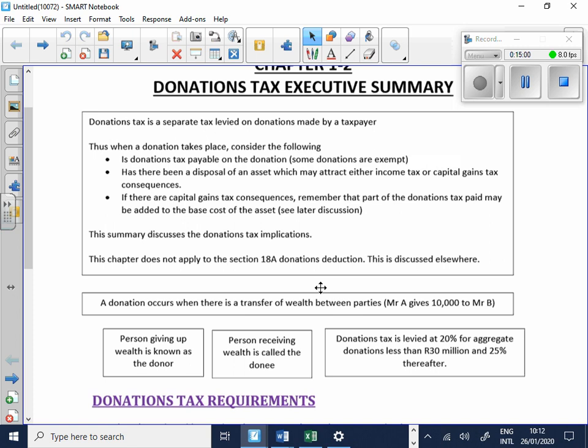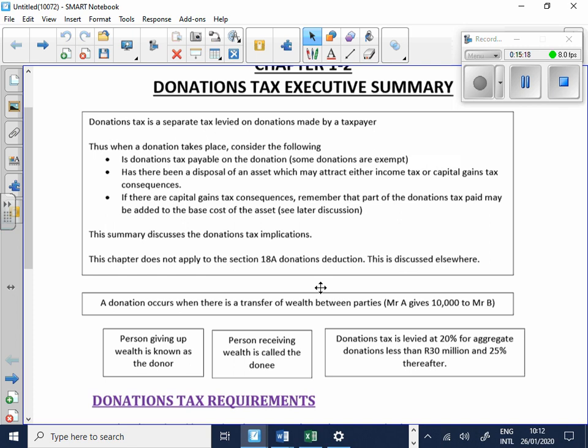And I've just put it there, and you'll see there's a separate chapter that you'll put on the back of this. I've got two more chapters to hand out for donations tax, but it's once I've taught you income tax and capital gains tax, we'll go back and we'll integrate. Is that all right? So it's there. So let's start with certain things.